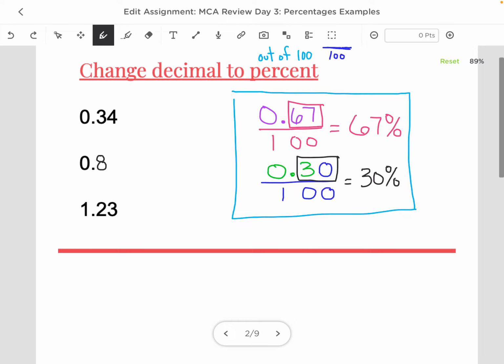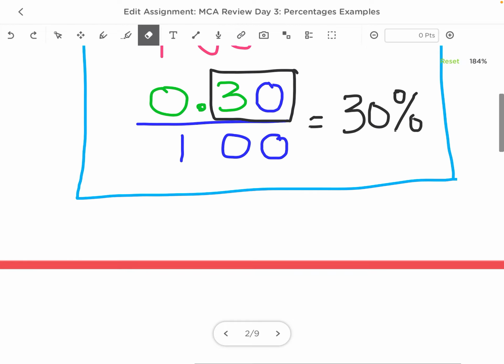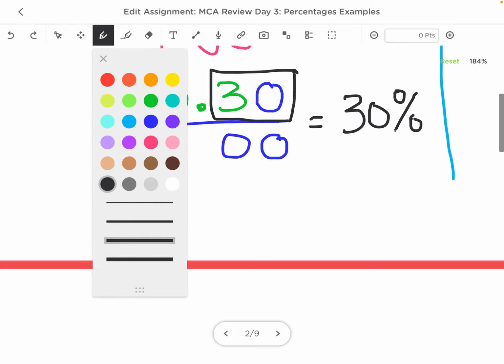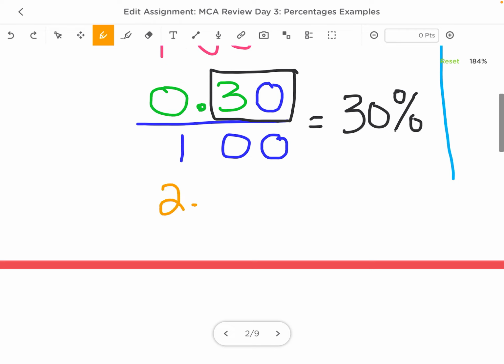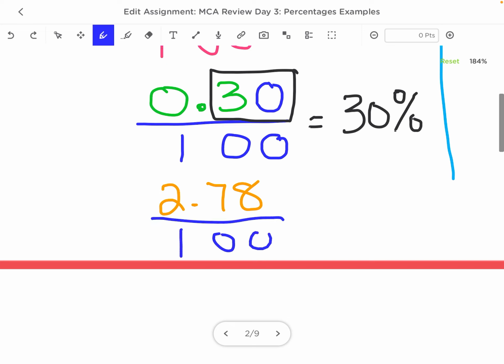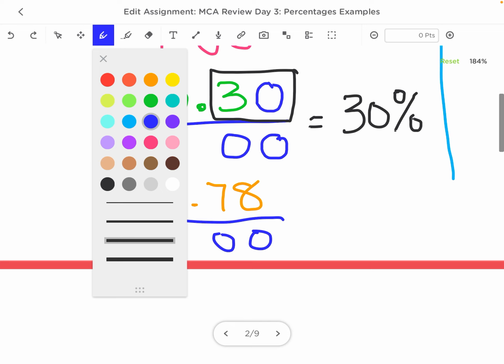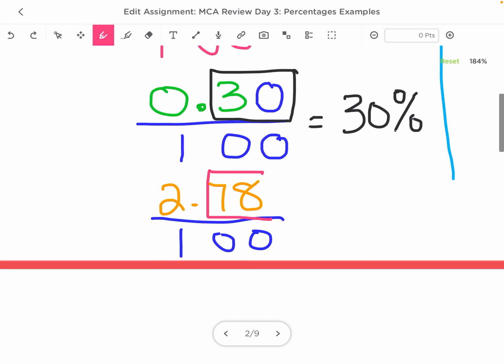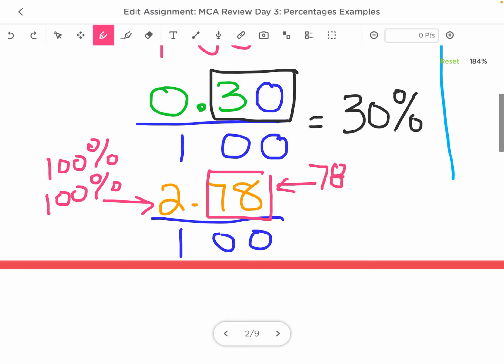Okay? And be really careful with the last one, 1.23. Clearly should have made my box a little bit bigger. All right, so I'm going to give you a different example, 2.78. If we write that on top of 100, then it's not just 78%. It's also two wholes. And remember, each whole is 100%. So that would be 100% twice plus 78%. So that would be 278%.